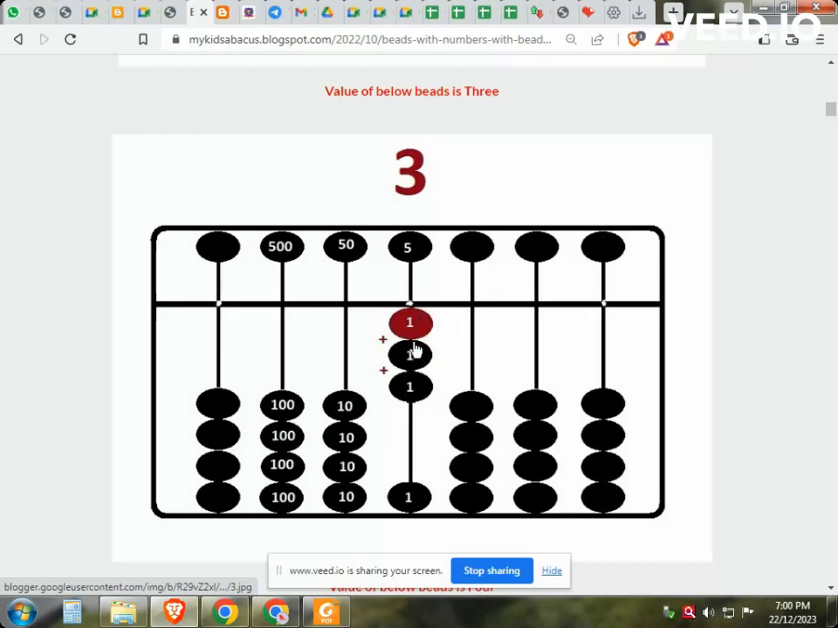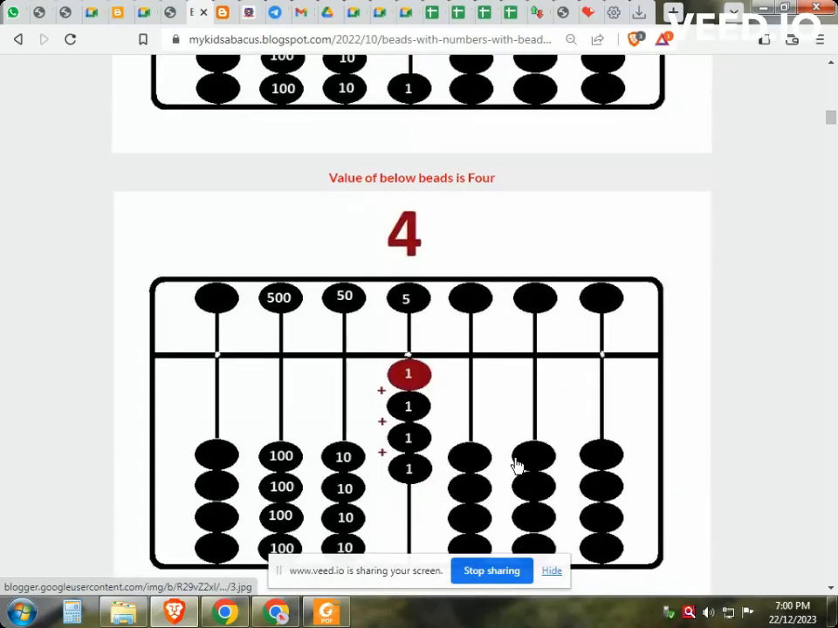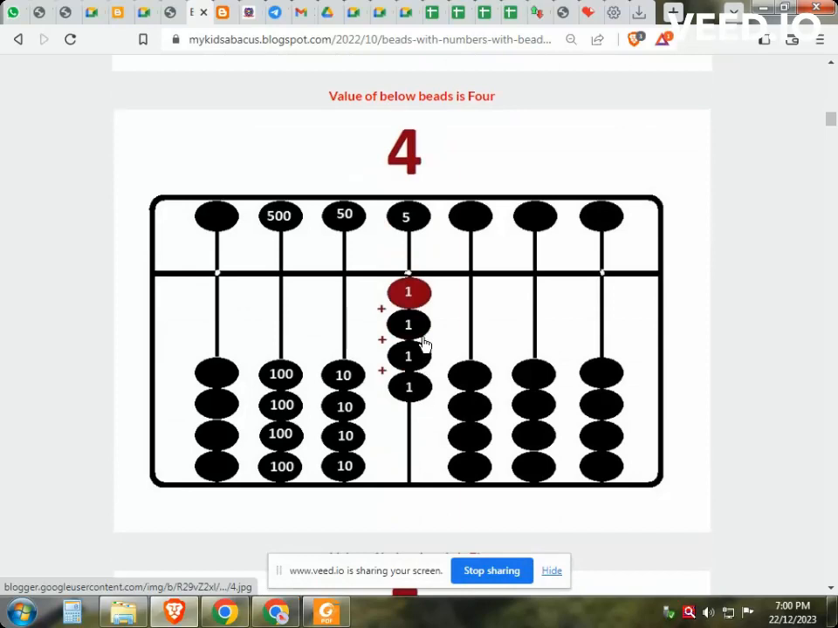This is 3, 1, 1, 1, 3. Now suppose I want to add 4. Then we have to add 4 bits together in units place. This is 4. 1, 1, 1, 1, 4.